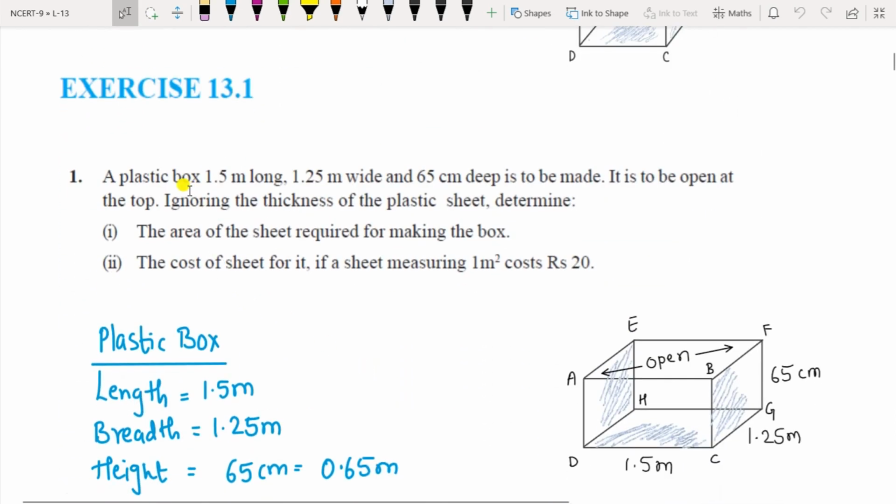The first question here is: a plastic box 1.5 meter long, 1.25 meter wide and 65 centimeter deep is to be made. It is to be open at the top. Ignoring the thickness of the plastic sheet, determine the area of sheet required for making the box and the cost of sheet for it, if the sheet measures 1 meter square, cost rupees 20. So this is a box and it is open at the top here.